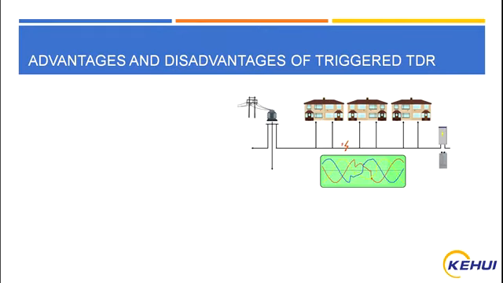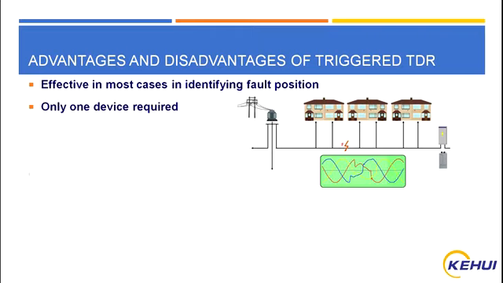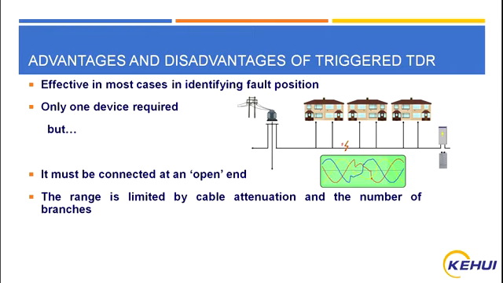In most cases, the use of TDR is effective in identifying the position of the fault. The big advantage of the system is that it only needs one device. However, as we've seen, it has to be connected to an open end, and this is not always practical. Furthermore, the range at which it can find the fault is limited by the attenuation of the TDR pulse within the cable, which is accentuated if there are a large number of branches.